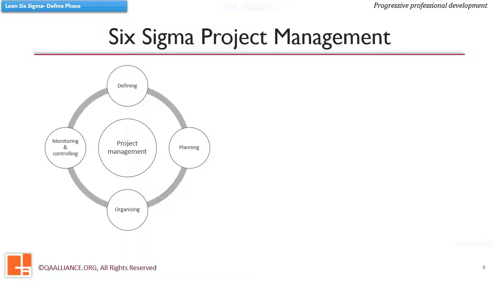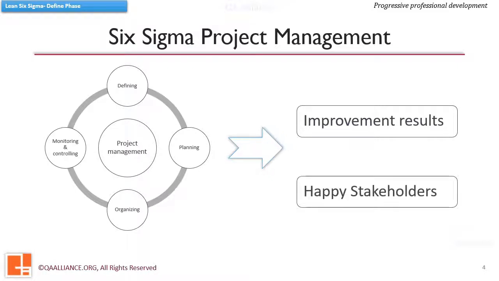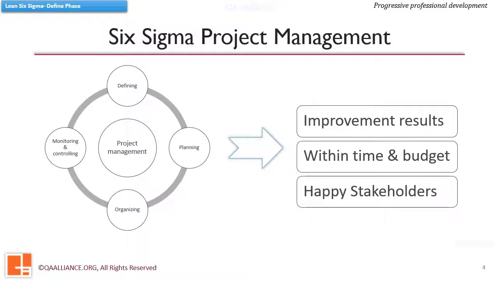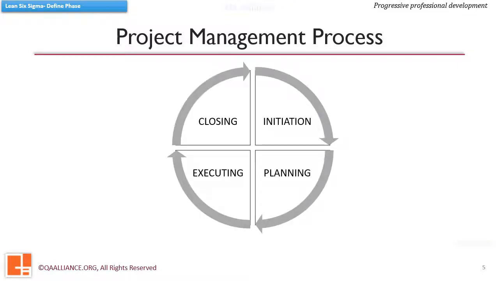The goal of Six Sigma project management process is to deliver the improvement results successfully, which are acceptable to all important stakeholders, and also that the project is completed within time frame and within budget. Project management phases involve 4 main phases, namely initiation, planning, executing and closing. We have seen various aspects of Six Sigma project initiation and planning in our previous lessons where we learned about project selection and project charter.